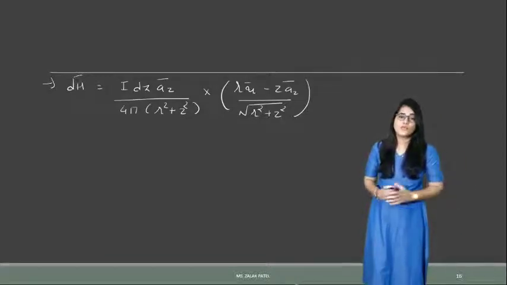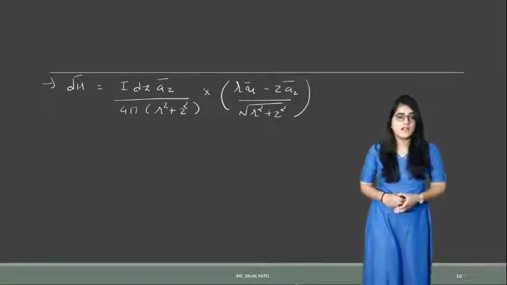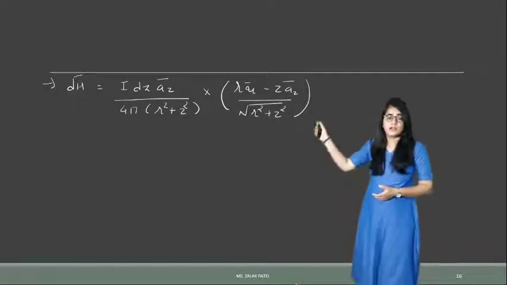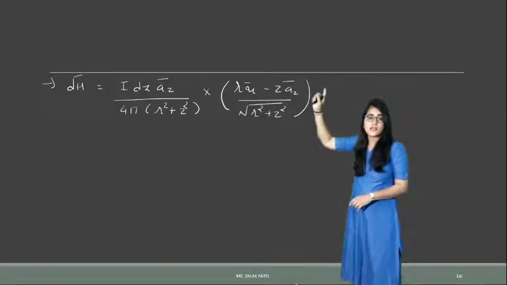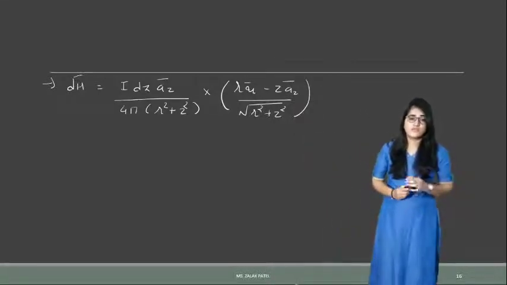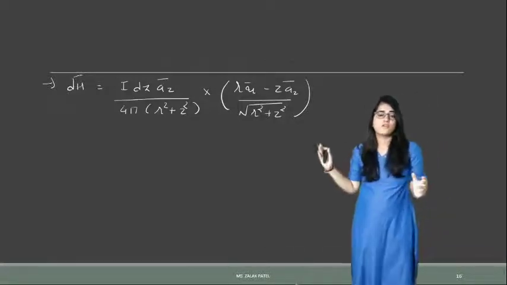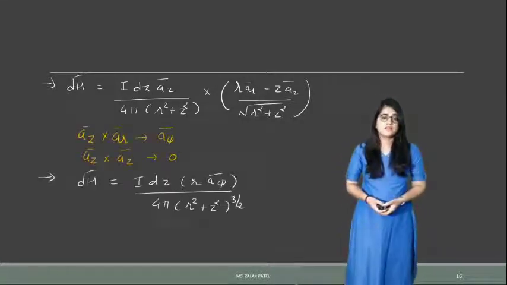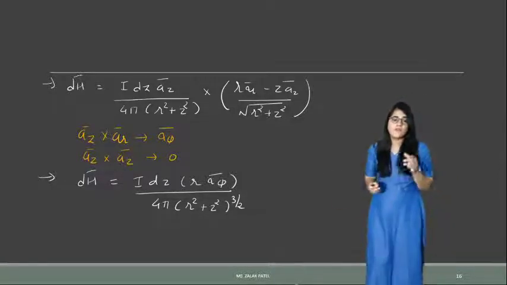Then we put the values in the equation of the Biot-Savart law. It will be I dz a_z, where dz a_z is our dl bar, upon 4 pi R square. R square is the distance, so it is r square plus z square. Cross, please note that here a cross product is there, cross r a_r minus z a_z upon root of r square plus z square. If you see the denominator, it is r square plus z square raised to 1 into r square plus z square raised to 1 by 2, so it becomes 3 by 2. The final equation is 4 pi times r square plus z square raised to 3 by 2. In the numerator part, we have done the cross product.